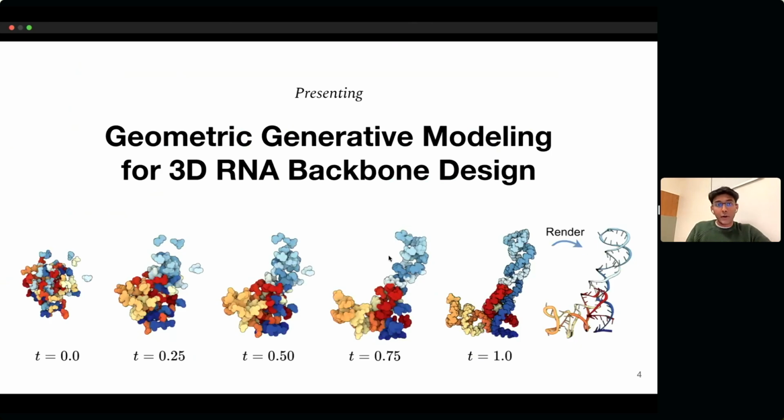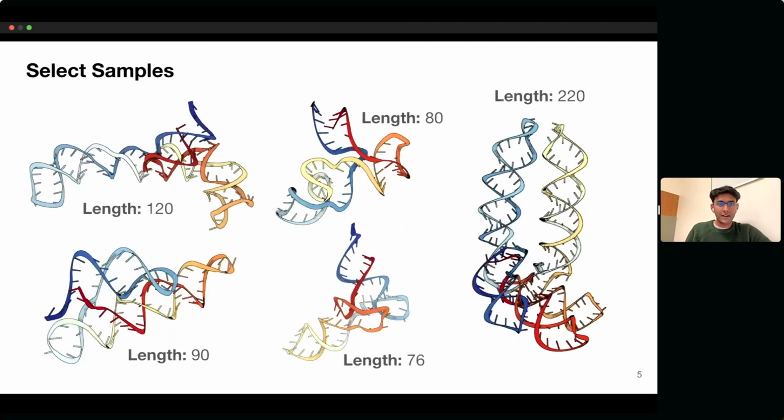So in this work, we wanted to present a geometric generative model for this task of 3D RNA backbone design. And as you can see in this graphic, we want to go from complete noise, or like nothing, and we want to generate these RNA structures that are novel and nice and have desirable properties if you want to use them for something else. Just to get the crowd excited, these are some samples generated by our model, and I'll eventually get to how we were able to generate these and some other topics worth considering in this project.